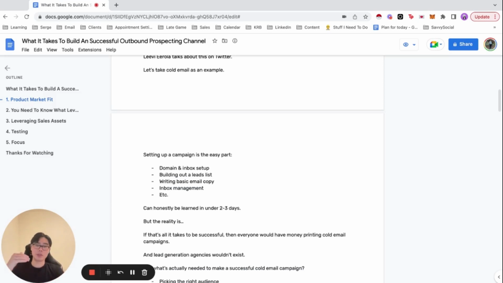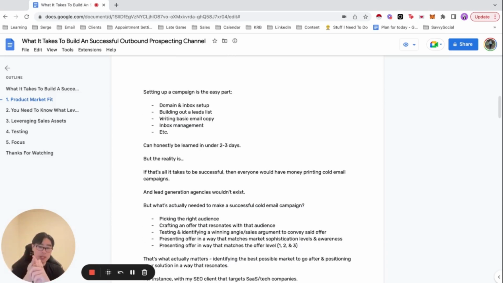But the reality is this is actually not what's needed in order to make a successful cold email campaign. Because what's actually needed is picking the right audience, crafting an offer that resonates with that audience, testing and identifying a winning angle or sales argument to convey said offer to that audience, presenting an offer that matches the market sophistication levels and awareness of the audience, and also presenting an offer in a way that matches the offer level, which could be offer levels 1, 2, and 3, and I'll get into that later in this video. That's what actually matters.